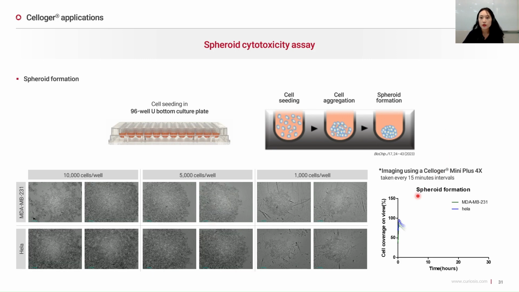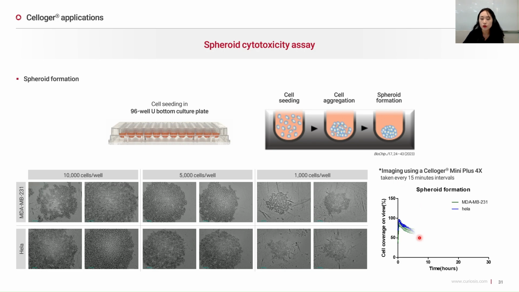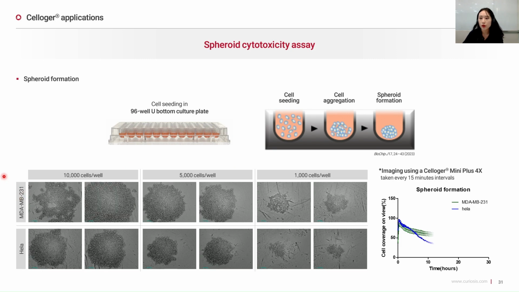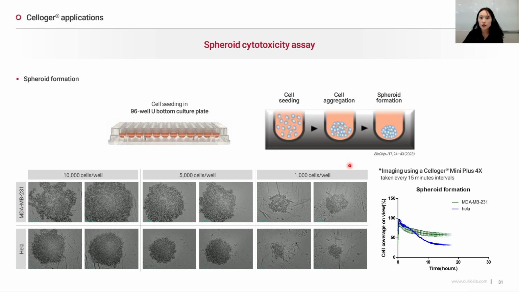The video shows a comparison of spheroid formation using two different cell types, MDA-MB-231 and HeLa, with varying cell seeding numbers. These images were captured every 15 minutes using the Celloger Mini Plus.